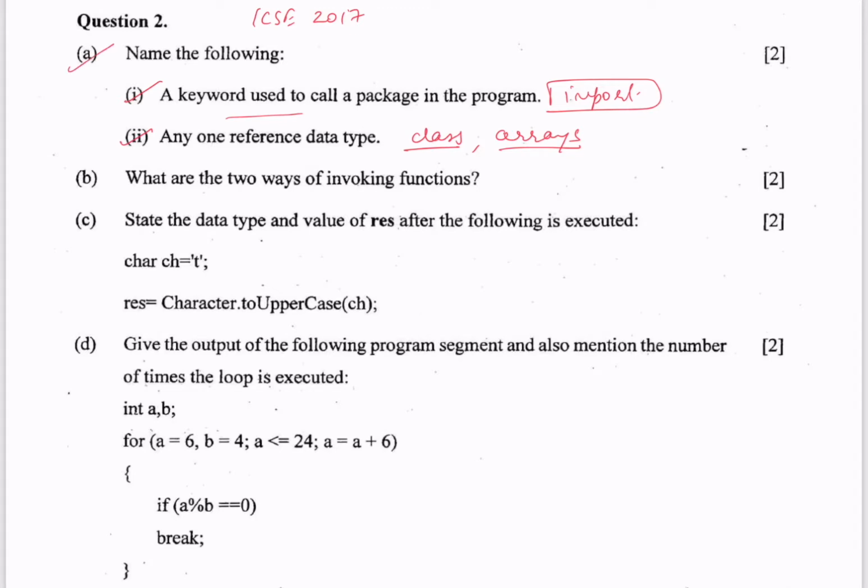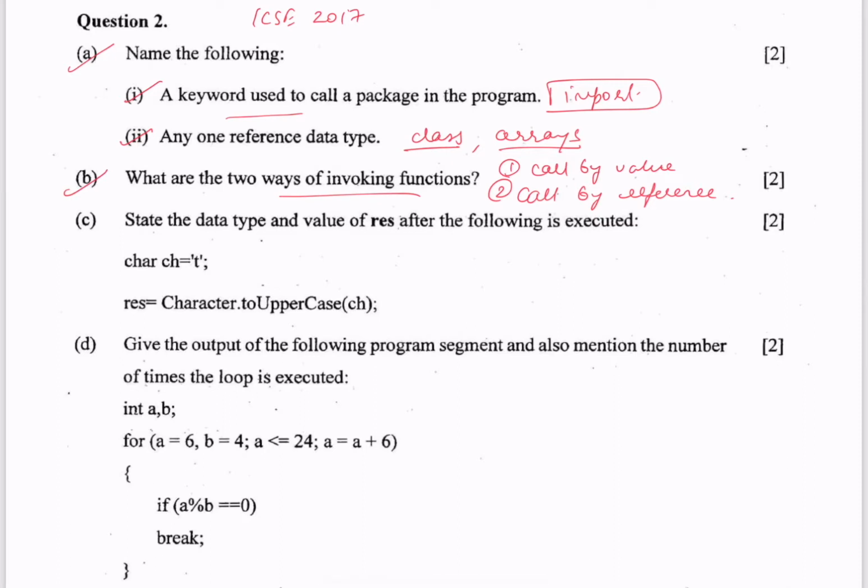Part B, we move on to question 2b. Two ways of invoking functions. So one is call by value, the other is call by reference. Okay, and then we move on to part C.